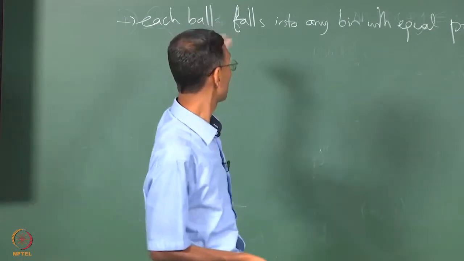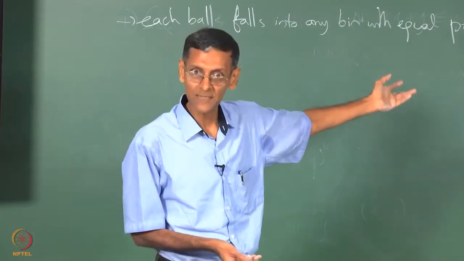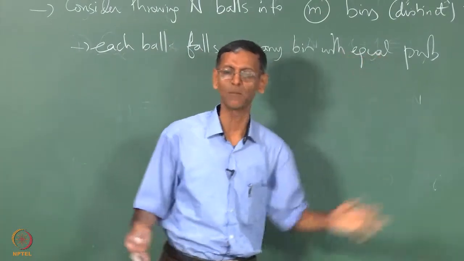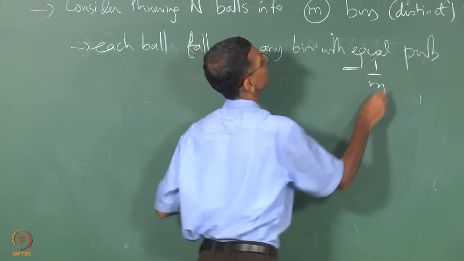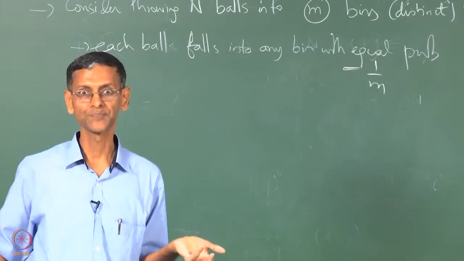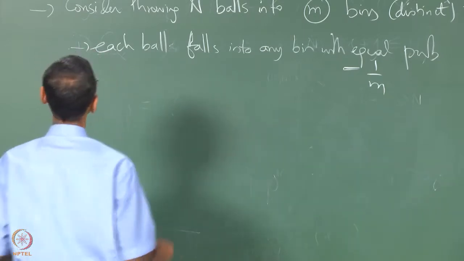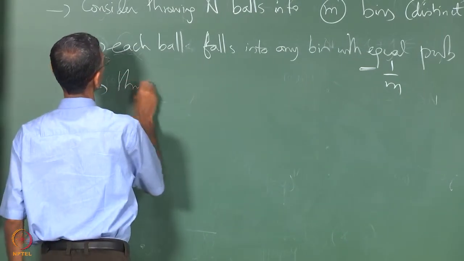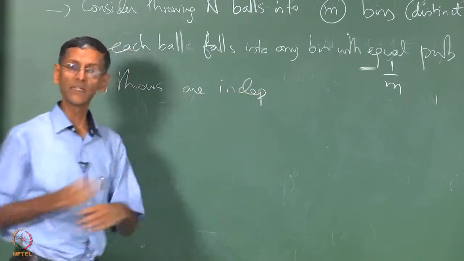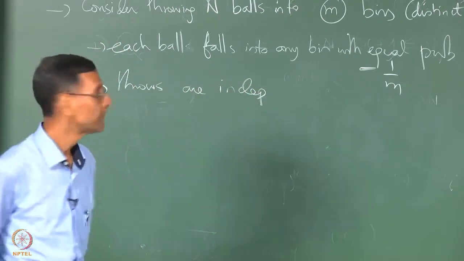That is all. Here I am generalizing to m bins, and I am just saying a ball falls into any one of the m bins with the same probability, which is 1 by m here, and each throw is independent of any other throw. Throws are independent, which means probabilities just basically multiply out.